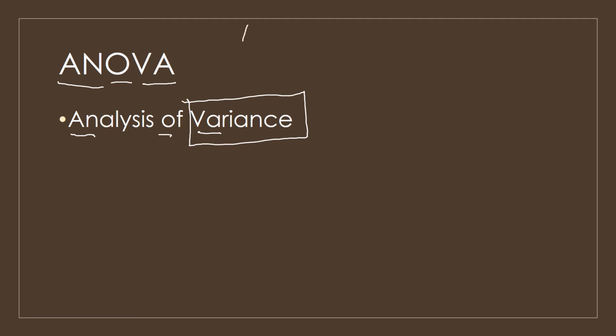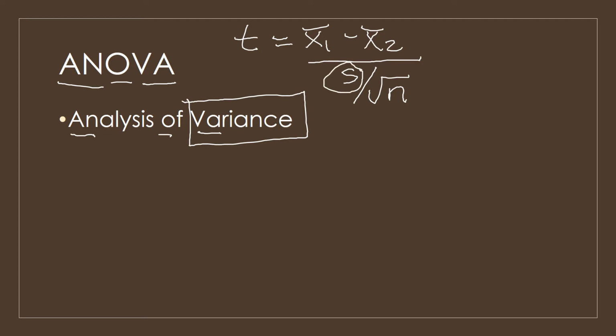So when we did the independent t-test, this was our formula. We had x bar 1 minus x bar 2 over s over the square root of n. And basically we're not using variance here, right? We're using the standard deviation. And that worked, because the top here is also in a similar form, kind of like standard deviation. Nothing is squared, right? But when we do variance, it gets squared.